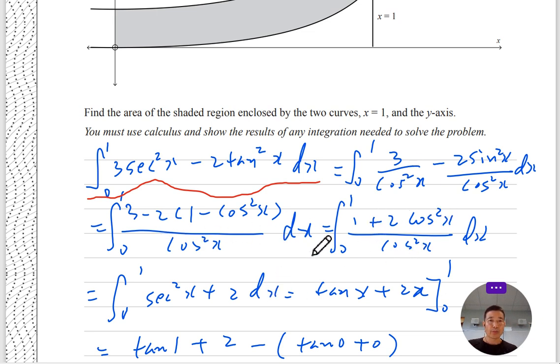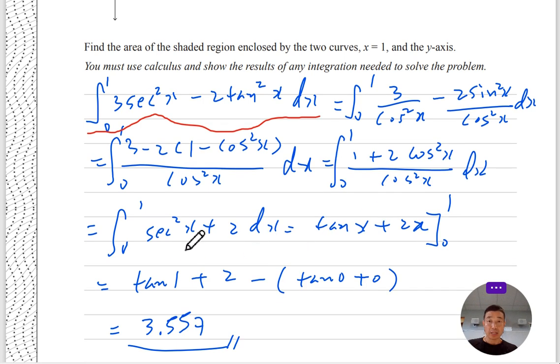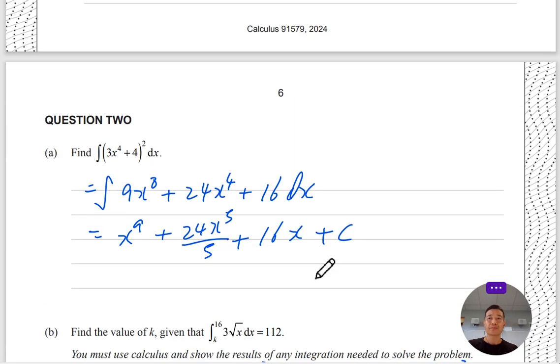It's nicely done. So again, 1 over cosine squared is a secant squared x back, and that second part is just 2. So you split like this: 1 over cosine squared x and the 2 cosine squared x over cosine squared x becomes 2, isn't it? So secant squared x becomes just tangent x. You saw the formula sheet. And then 2 becomes 2x from 0 to 1, isn't it? Plug them in, you get 3.557.